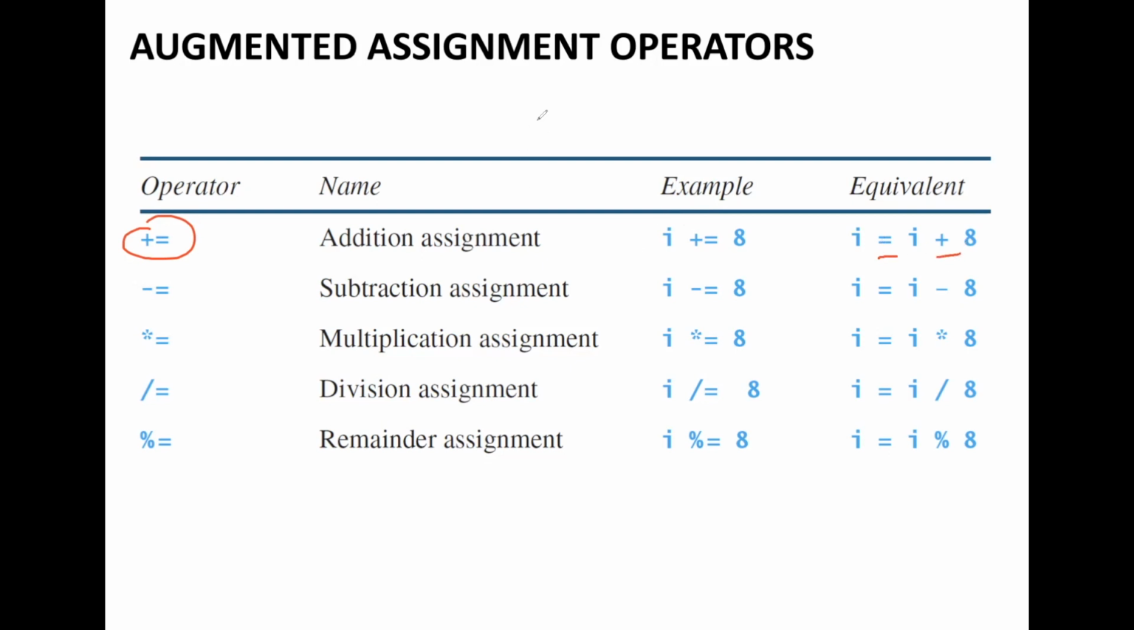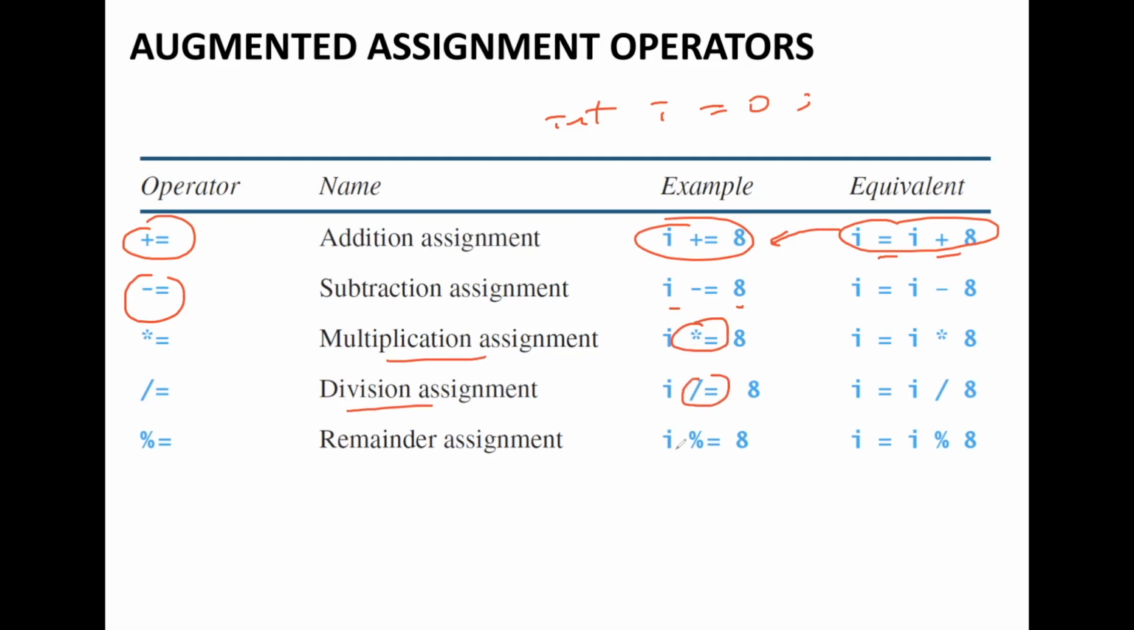So for example, if you have an integer I, let's say 0, and you wish to increment I by a value of 8, meaning I equals I plus 8, you can transform this into a shorter writing with a plus equal sign. So this becomes I plus equals 8. Same thing with subtraction assignment, where you can shorthand I equals I minus 8 into I minus equals 8. Same thing with multiplication, star equals, division, slash equals, or remainder, or modulo assignment, percentage sign equals.